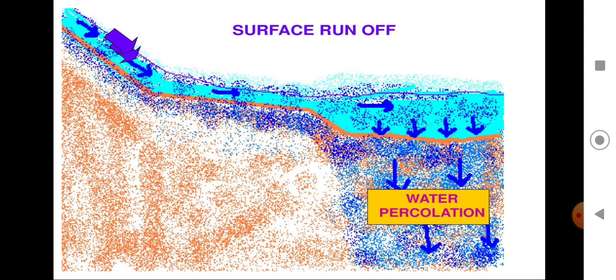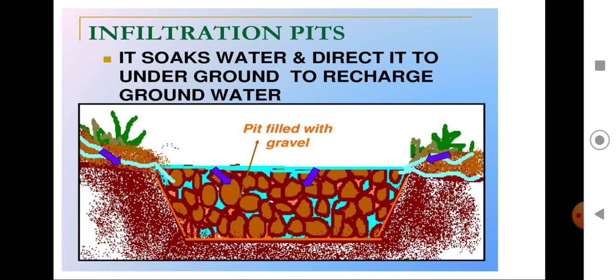And surface runoff water. When water falls on the surface, there should be a pit, and the water will percolate, meaning it will penetrate and go into the soil. That can be conserved and used for later purposes. See, infiltration pits like this can be made. It soaks water and directs it underground to recharge groundwater.